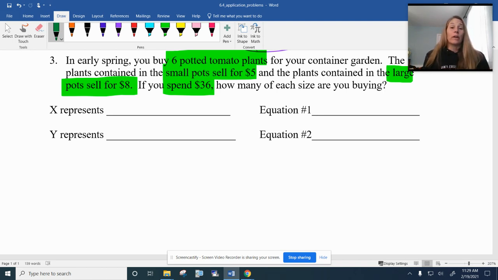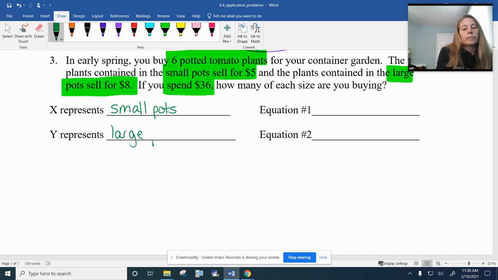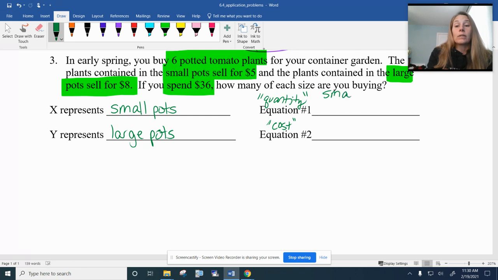So we're going to give each one a variable. Doesn't matter which one's x and y, just pick one and then stick with whatever you pick. So I'm going to do the smalls for x and large for y. Okay, so again, I have to come up with my two equations. I'm going to have a quantity equation. That's going to be how many. And then I'm going to have my equation with all my dollar signs, which is going to be the cost. And again, my verbal model here is the smalls plus the larges equals the total.